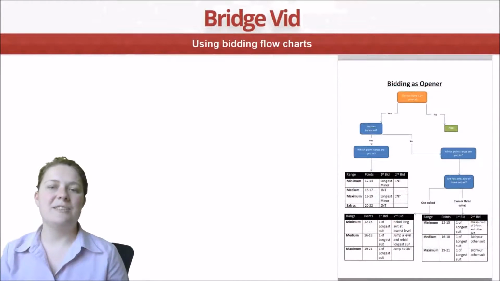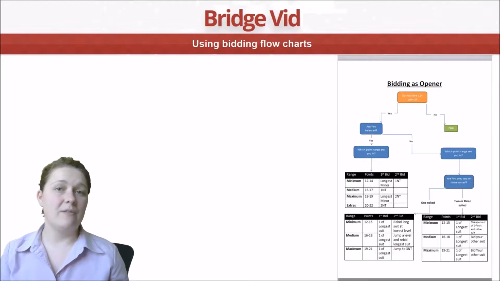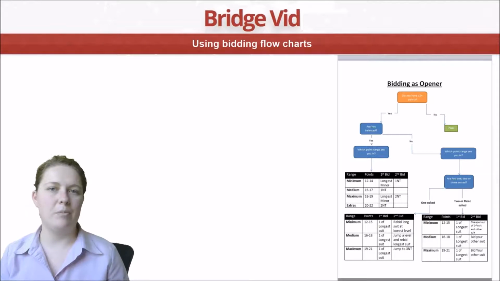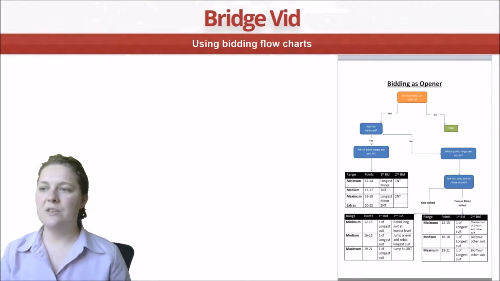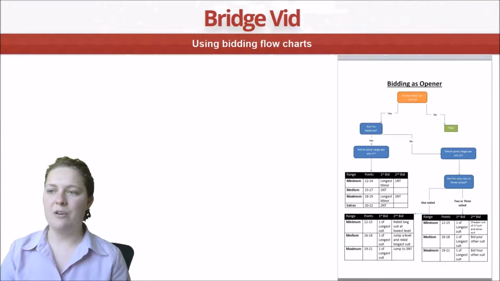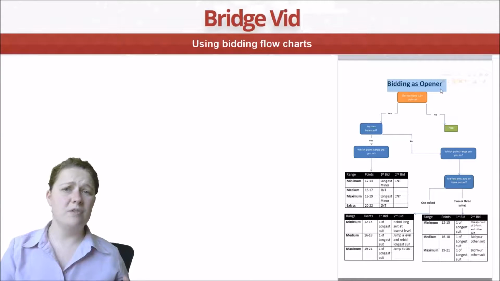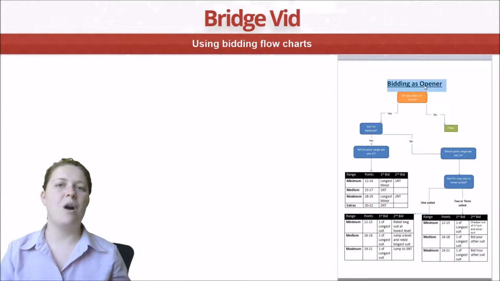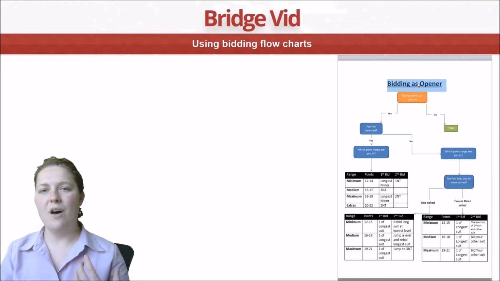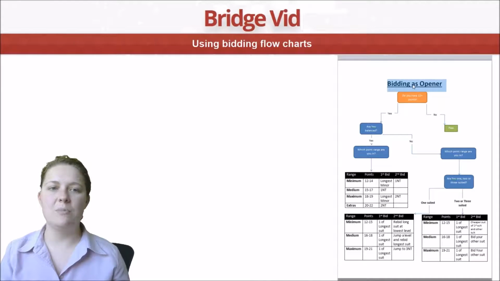Now, these flowcharts that we have will be available on the website for you to download, but I'm just going to work through them on the video here as well to show you how they work and then how we'd apply them in the bidding. So first of all, we're going to look at our flowchart on bidding as opener. And one of the most important things about using flowcharts is making sure you get the right flowchart to start with. So if I'm the opener, I have to be looking at the opener's chart. I can't be looking at another one.